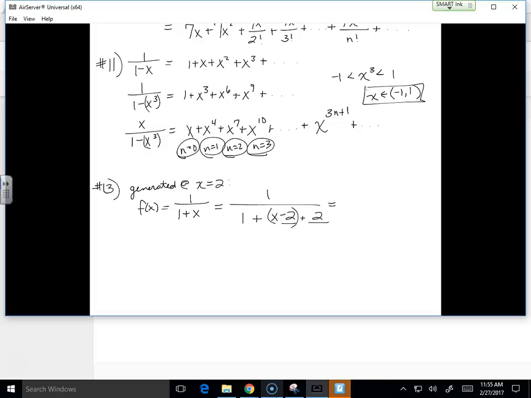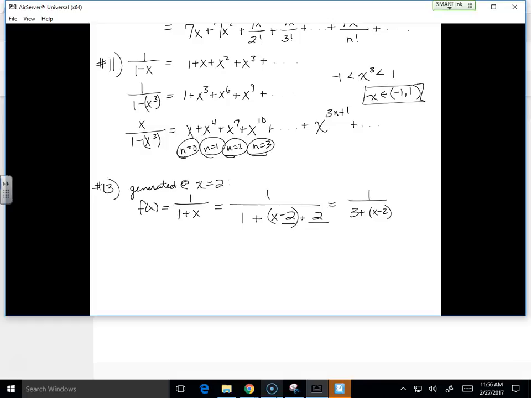Then I say, okay, cool, no big deal. 1 over 3 plus x minus 2. And how do I make that match? Who do you think I wanted to match with? 1 over 1 plus 1 minus x. Yeah. So we can just subtract, or make it negative instead.